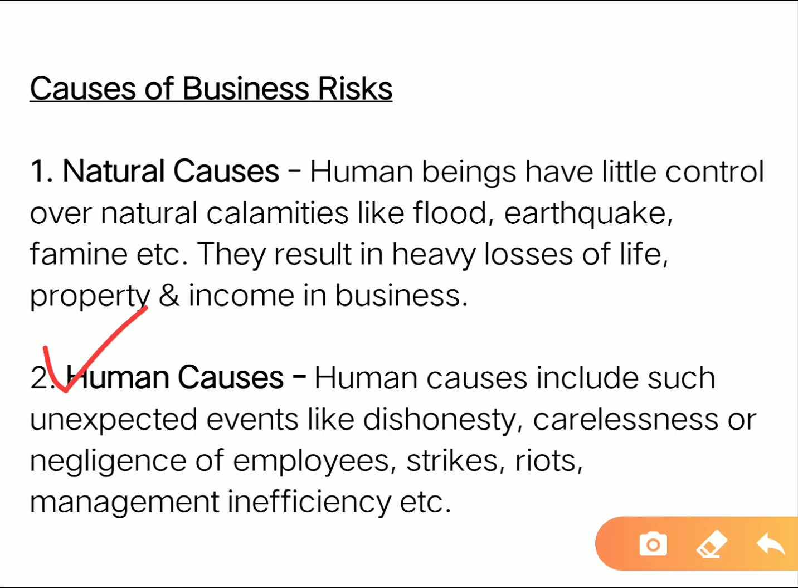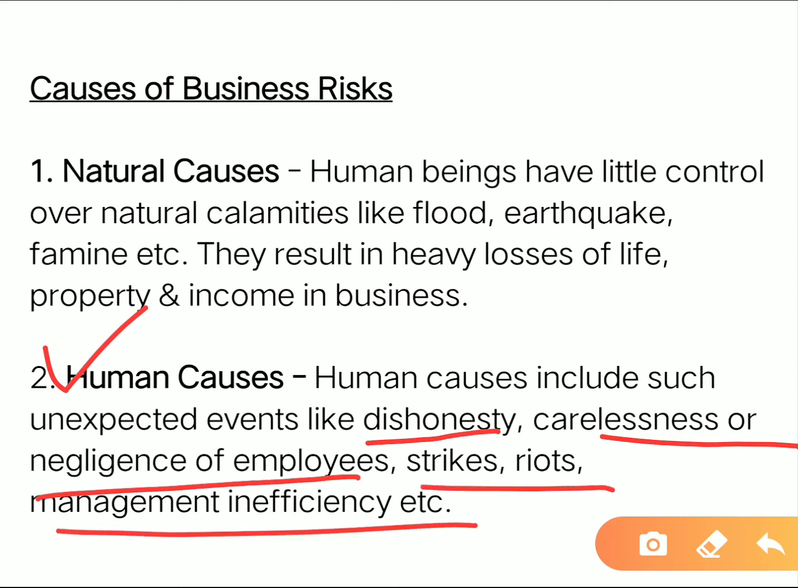Risk is also caused by humans. How? Human causes include unexpected events like dishonesty, carelessness or negligence of employees, strikes, riots, management inefficiency, etc. See students, human causes are generally related to whom? Generally related to human beings, or the employees who are working in the organization.